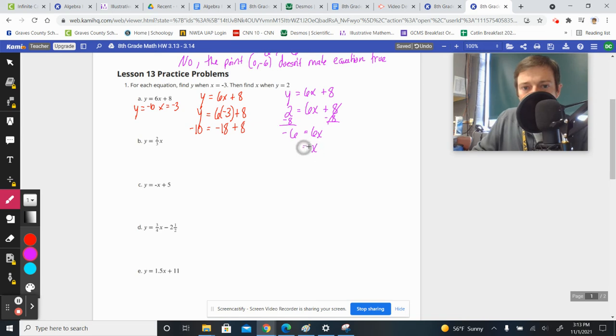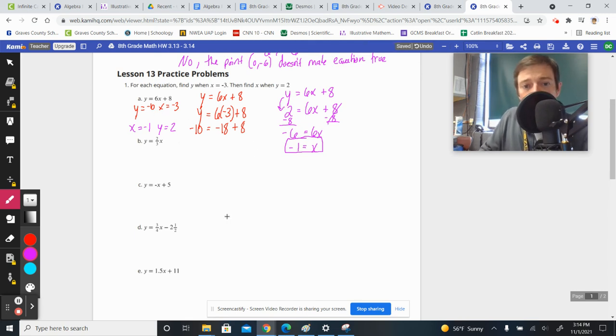So what times 6 is -6? X would have to be their quotient. So we would do -6 divided by 6, which is -1. So x equals -1 when y equals 2, because we plugged in 2 for y, as you can see here. So you're going to have a pair of answers for each problem.